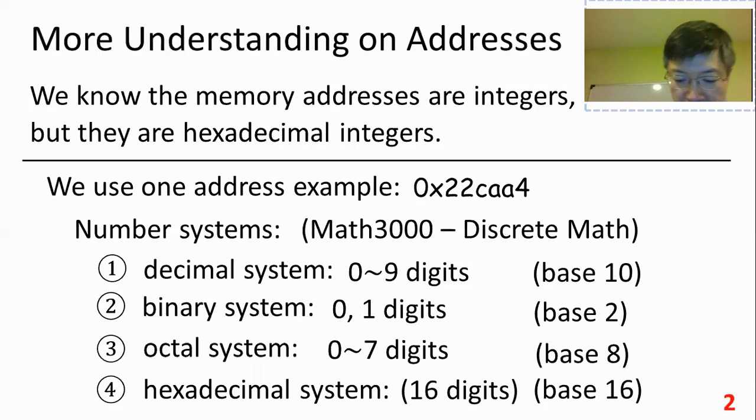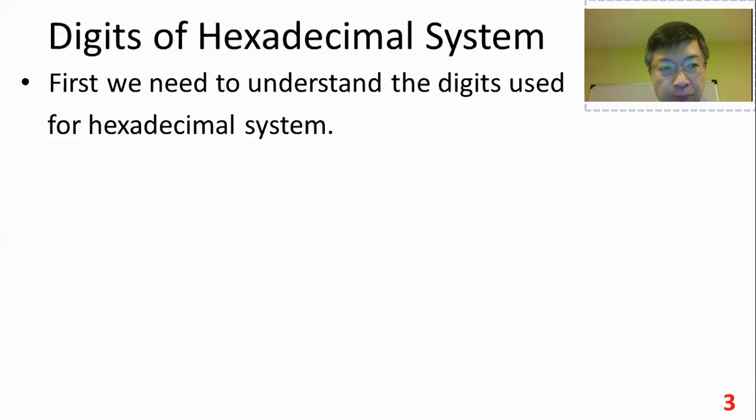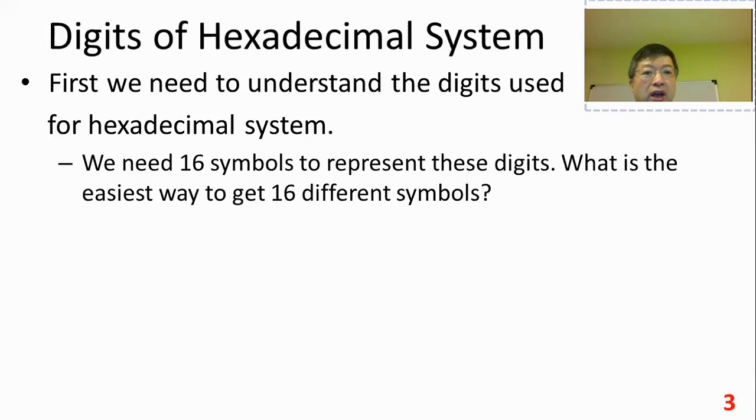All right. So next, we want to look at the digits of the hexadecimal system. First, we need to understand the digits used in the hexadecimal system. Why is it important? Otherwise, we cannot represent it. Right? So that's the first question we need to answer. All right. So we need 16 symbols to represent these digits. Okay? One symbol for one digit.